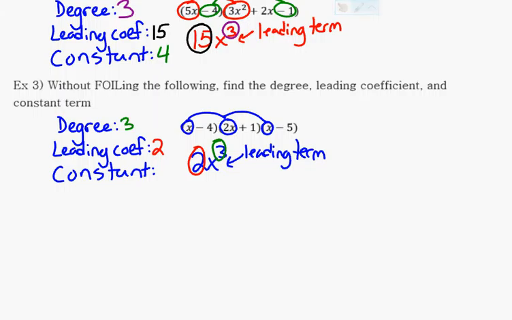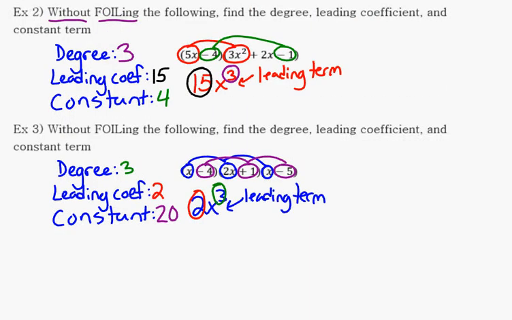So the last thing I want to do then is pick off the constant term, which again is going to be number times number, or in this case, number times number times number. This would be the last thing I would do at one part. So I take negative 4 times 1 times negative 5, and I get a positive 20. So that's how I look at a binomial times a binomial times a binomial without FOILing it out.